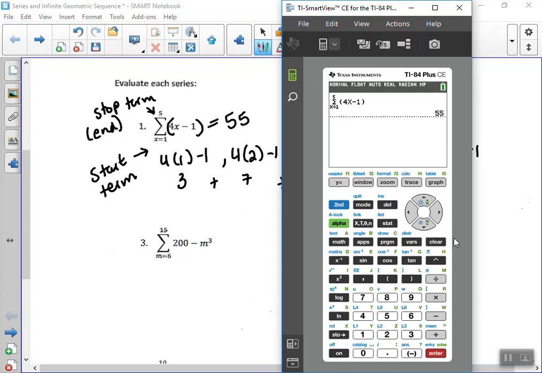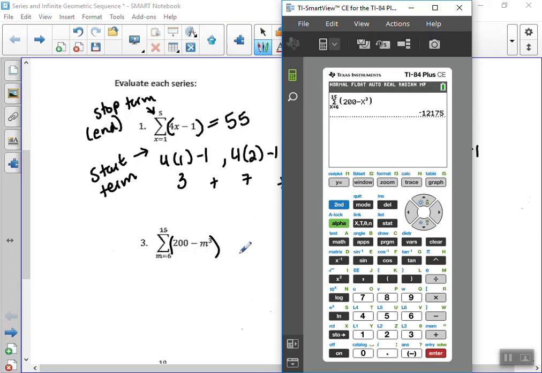So let me try number 3. Again, you just go to math. You can press 0 or you can scroll down to 0. Even though it says m, I always just put x. You can put m, it doesn't really matter. But x is just right there, to the 15. And then just make sure you put everything inside of the parentheses in your calculator. So you do 200 minus m, or x, to the third power.